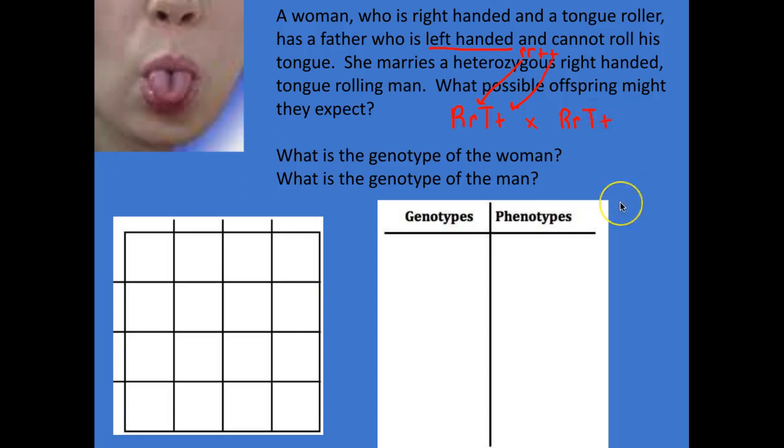So see how I did that? If you have any questions, raise your hand or come see me and I'll explain that. So go ahead and fill this out with these. So we have big R, big T, big R, little t, little r, big T, little r, little t. And same thing, since they're the same genotypes for this side. Okay? So let's see what we get.